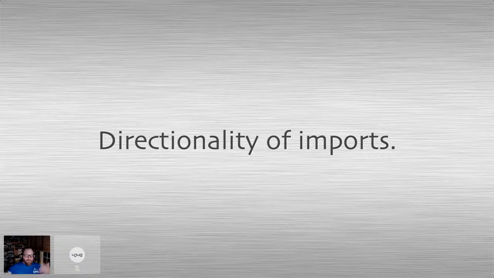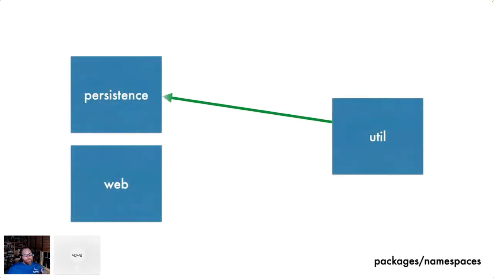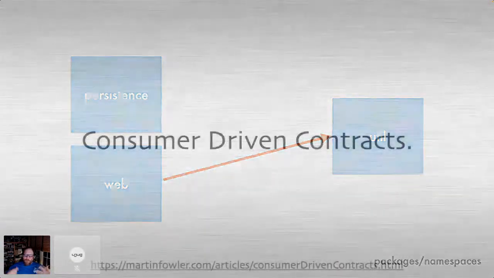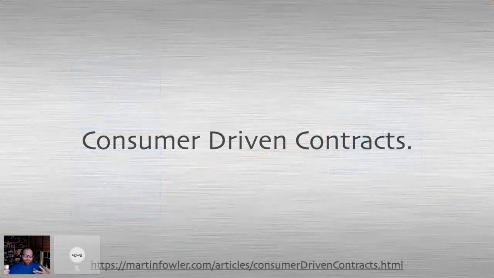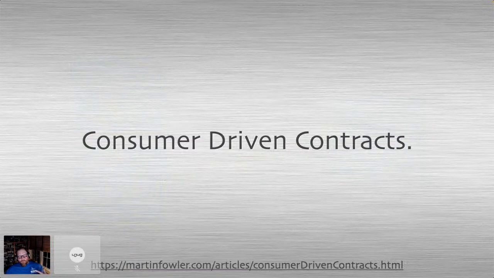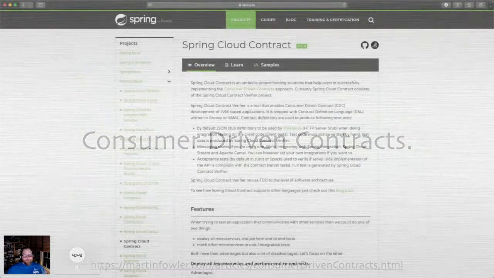Maybe you've got a new team and you want to get your directionality of imports right. So it's totally fine for you to include util into persistence or web. But if we go the other way, that's a problem. Let's break the build. We want to make sure that we're not breaking some downstream consumers. So maybe we use consumer-driven contracts as a way of validating that. Big fan of that.